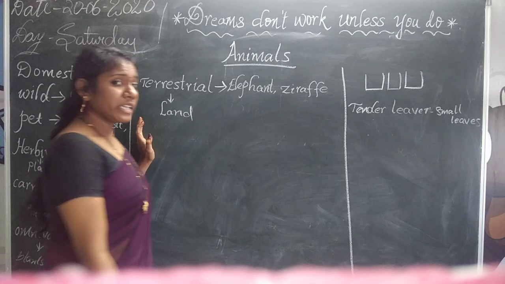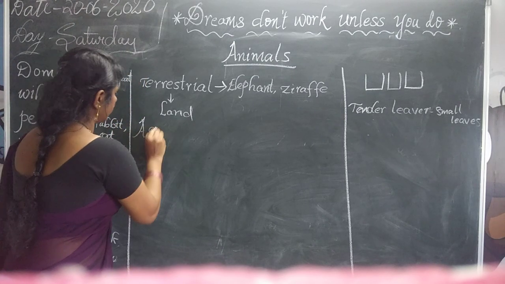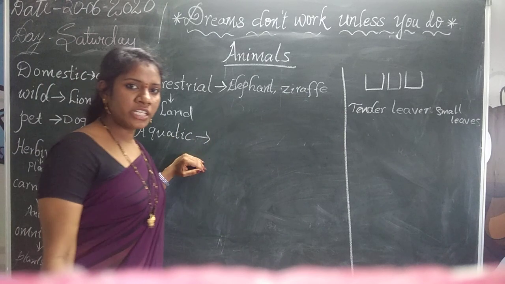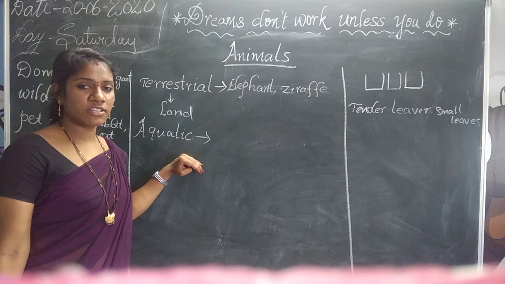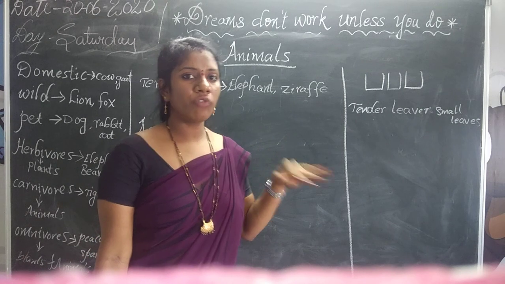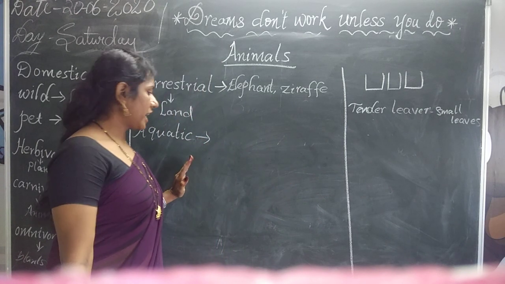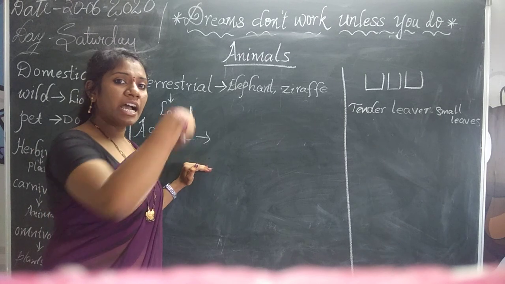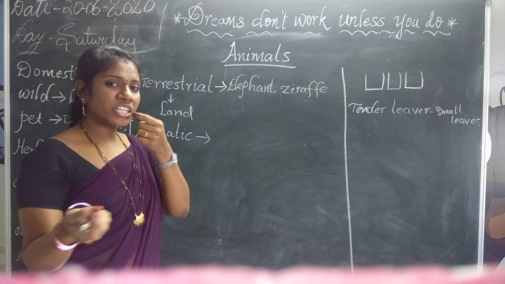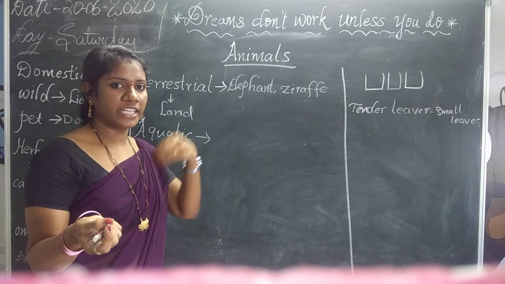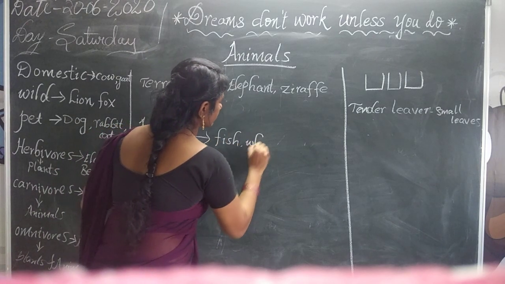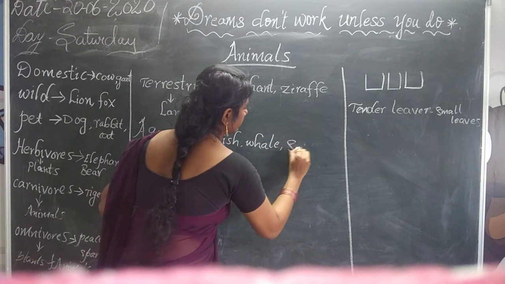And next one, aquatic animals. Aquatic means they can live in water. You know, fishes, whales, sharks and sea turtles, octopus. These fishes can live in water. The type of animals we can call aquatic animals. Aquatic animals can eat other fishes, like shark and whale. They have sharp teeth. That's why they can hunt other fishes and eat. Fish, whale and sea turtle.